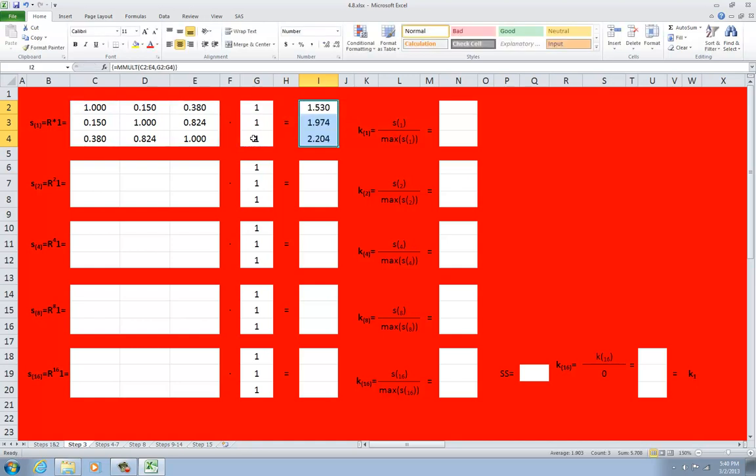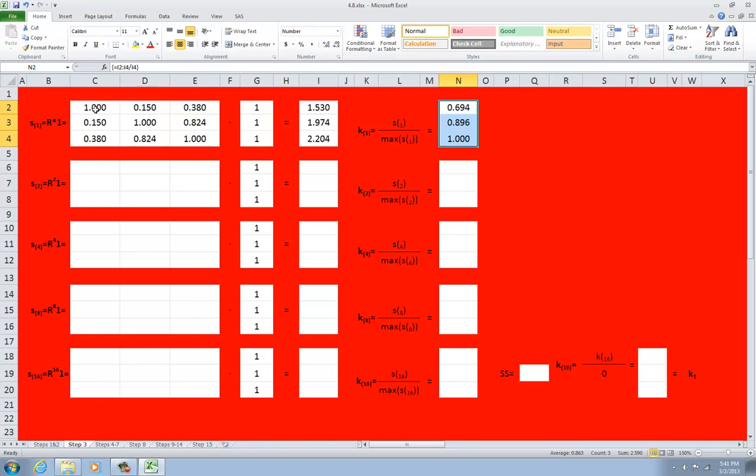And that's our row sums. And then this S sub 1 vector is normalized to create a K sub 1 trial eigenvector whose largest value is 1. So this will be equal to S1 divided by the max value of S1, which is 2.204, to give us those values.